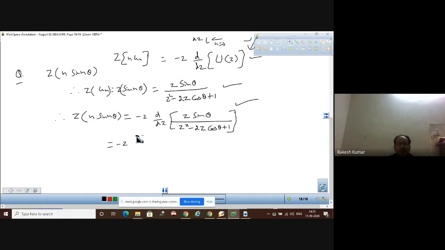Minus of z is there, and it is clear that this is the u over v formula. The denominator term is z square minus 2z cos of theta plus 1, whole square, by the u over v formula. So in the numerator we should have z square minus 2z cos of theta plus 1 times the derivative of the numerator with respect to z. Derivative of z sin theta will be sin theta. Ultimately we should have sin theta, and then minus z sin theta into the derivative of the denominator, that is 2z minus 2 cos theta.